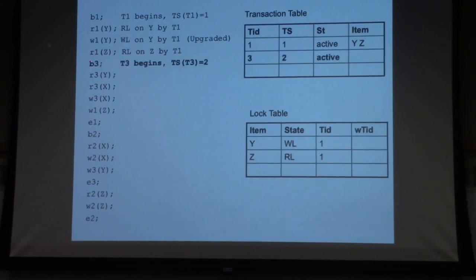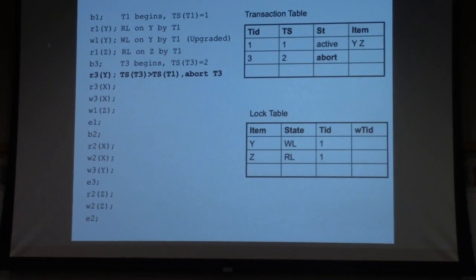Then, begin transaction. Transaction 3 starts, which means it has timestamp 2. Okay? And update the transaction table, ID 3, timestamp 2. This is more important. Okay? Then it is active and has no data item yet. So far no problem. Next, transaction 3 reads Y.